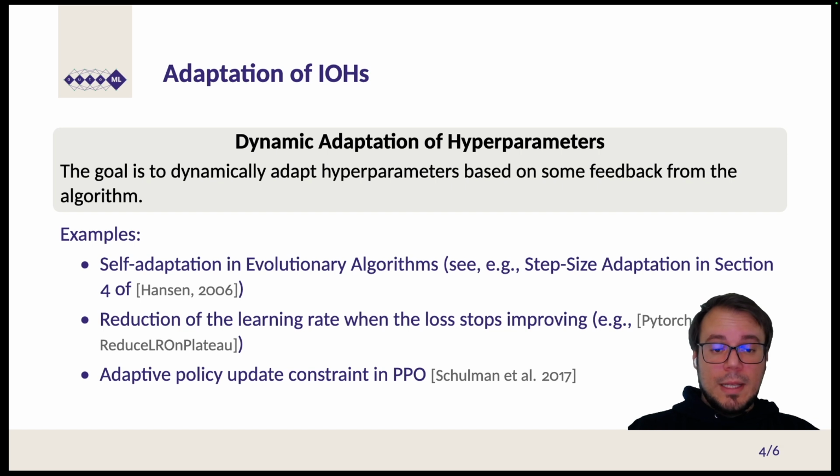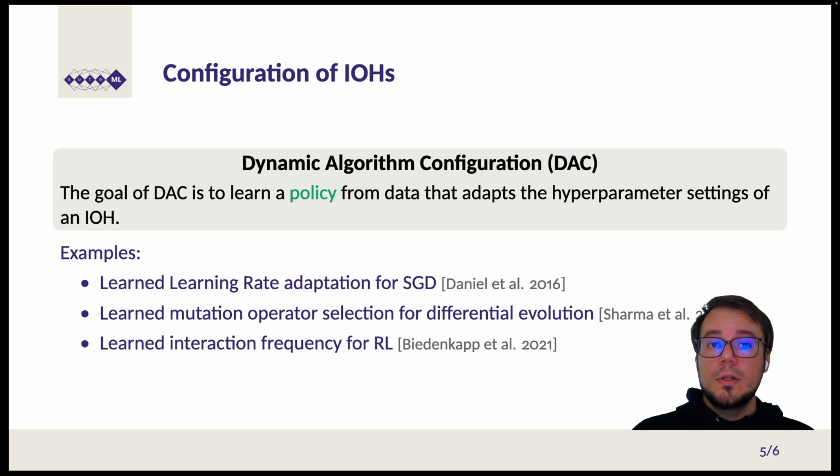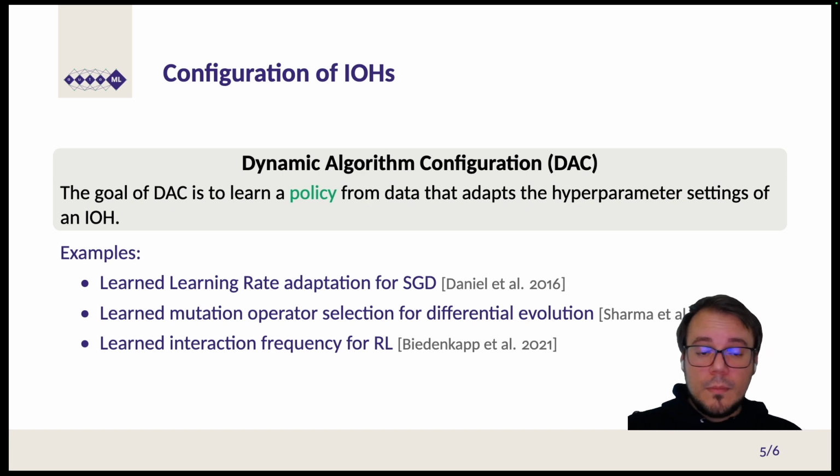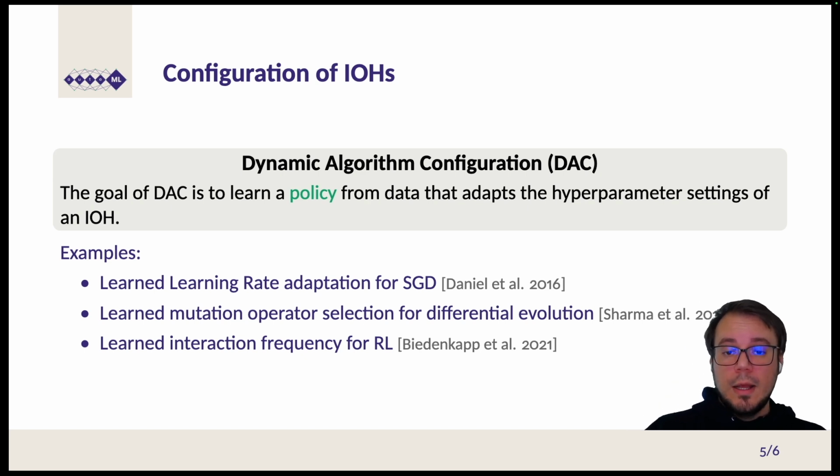But that is just one way. Again, this can often be adapted and even further improved by adapting the hyperparameters or configuring the hyperparameters. But we could also directly learn a policy, and that's where we want to end up. That's what we really want to discuss in detail in this lecture unit, or in the overall module, right? So, and the goal of DAC is to learn a policy from data that adapts the hyperparameters of an IOH on the fly, right? So we have examples for that, and all of these are very interesting examples on how DAC has successfully been applied in the real world.